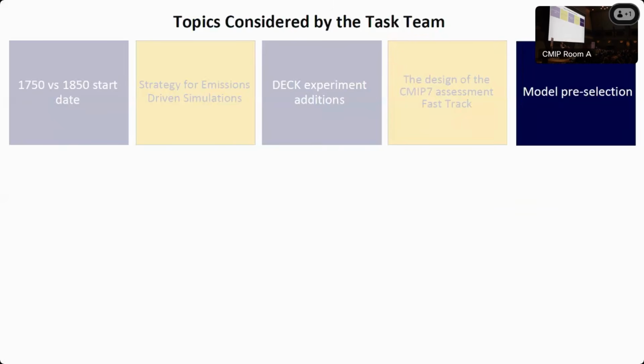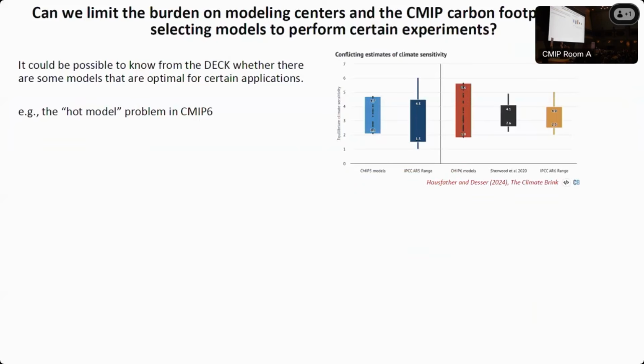The final question that we touched upon was this issue of model preselection. The idea here is, could we limit the burden on modeling centers and the carbon footprint of CMIP by pre-selecting models to perform certain experiments? Of course, as was already mentioned last time, we had this hot model problem where there were a number of models that had high equilibrium climate sensitivities in a way that we thought was probably unrealistic. And so I think there was some weighting done of models after the fact to deal with that.